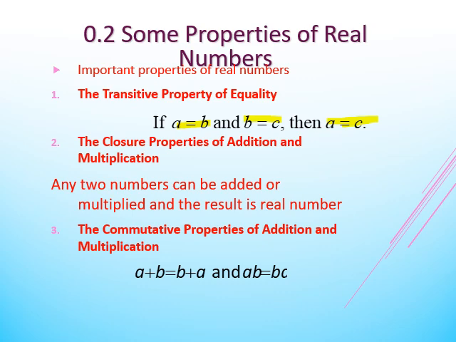The second property is the closure property of addition and multiplication, which means that any two real numbers can be added or multiplied and the result is a real number. If we have two numbers, we can add them or multiply them by each other and the result will be a real number. Property number 3 is the commutative property for addition and multiplication, which means A plus B equals B plus A, and A times B equals B times A.